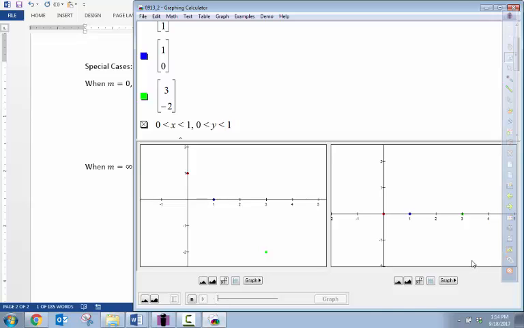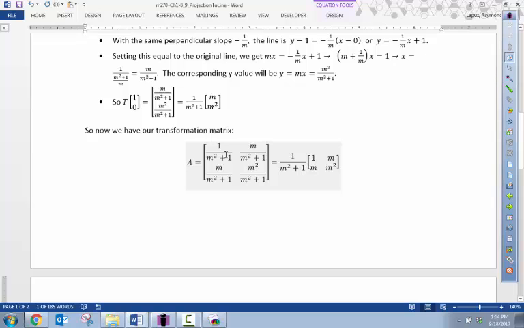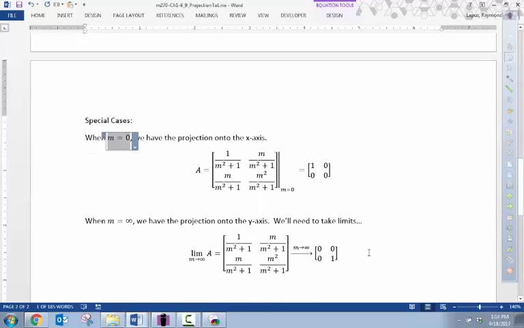So that's just a quick picture. I don't want to dwell on this too much. I just want to show you that we can generalize our projection onto any line that passes through the origin by this formula, and then there's two special cases where we project onto the x-axis and the y-axis. Okay, so those are a couple of projection problems.